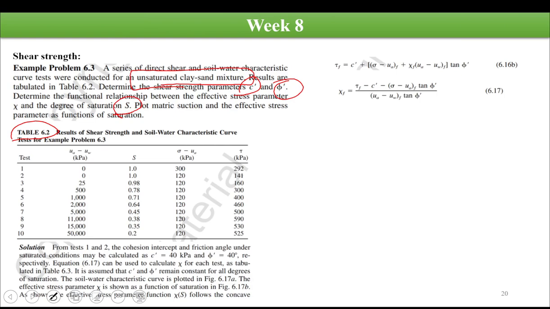So what we have here is a number of tests. Then we have the matric suction values for each test. Then we also have the readings of the degree of saturation. Then we have this value of sigma minus ua, and the value of tau. Then we need to calculate the value of this effective stress parameter, but before that we will have to calculate the value of phi dash and c dash.